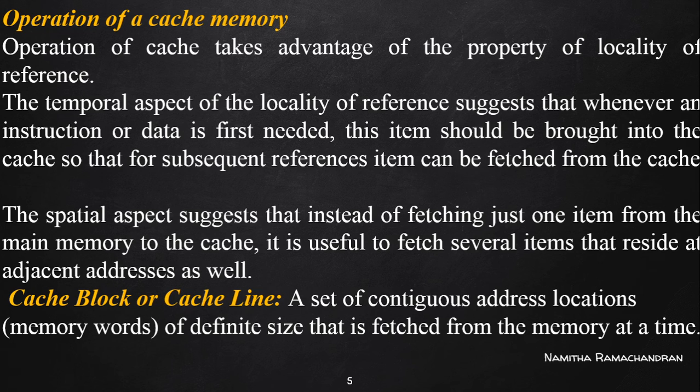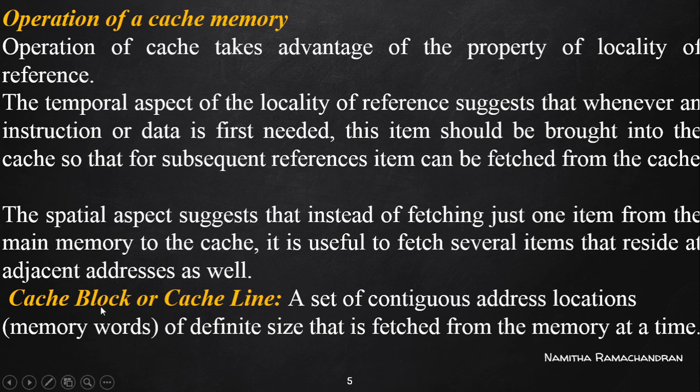We fetch a block of memory words adjacent to the currently requested memory word and place it into the cache memory, so that when a new request is placed for a memory word adjacent to the currently executing instruction, that instruction will be directly available from our cache memory. So these are the working principles of cache memory.